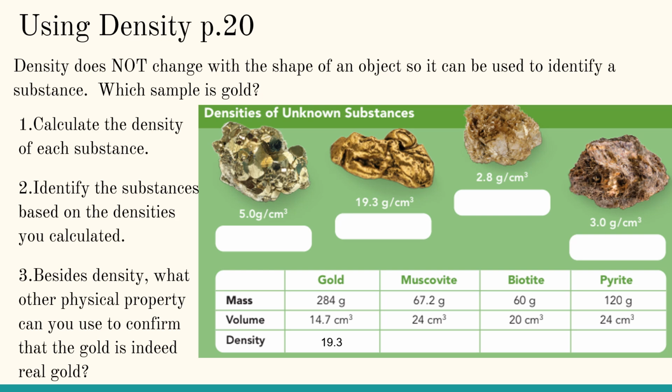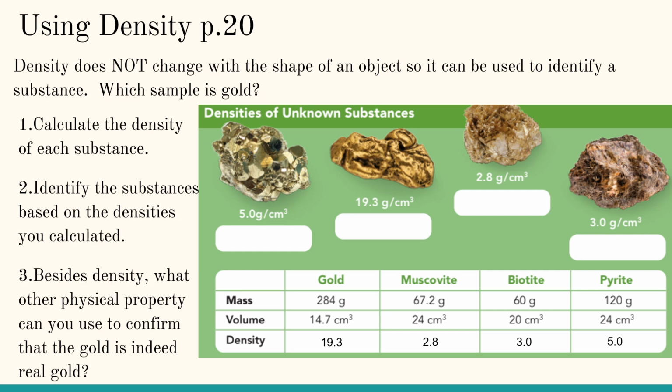Muscovite is 67.2 grams divided by 24, which is 2.8. Biotite is 60 grams divided by 20, which is 3 grams per cubic centimeter. And pyrite is 120 divided by 24, which is 5.0 grams per cubic centimeter. I did not label them as grams per cubic centimeter, but you should do that in your textbook.